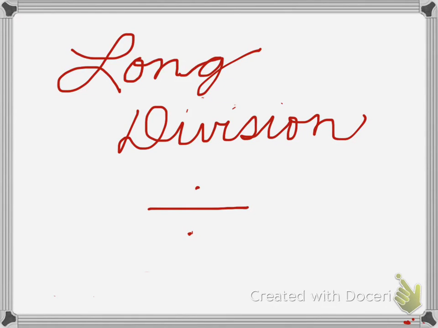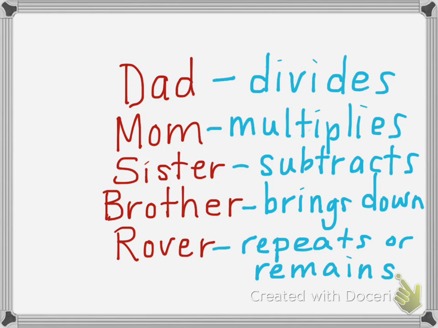In this video, you will learn how to use the long division algorithm. In order to help us, let me introduce you to the family: Dad, Mom, Sister, Brother, and Rover. Dad divides, Mom multiplies, Sister subtracts, Brother brings down, and Rover repeats or remains. These will help you remember the steps for long division.